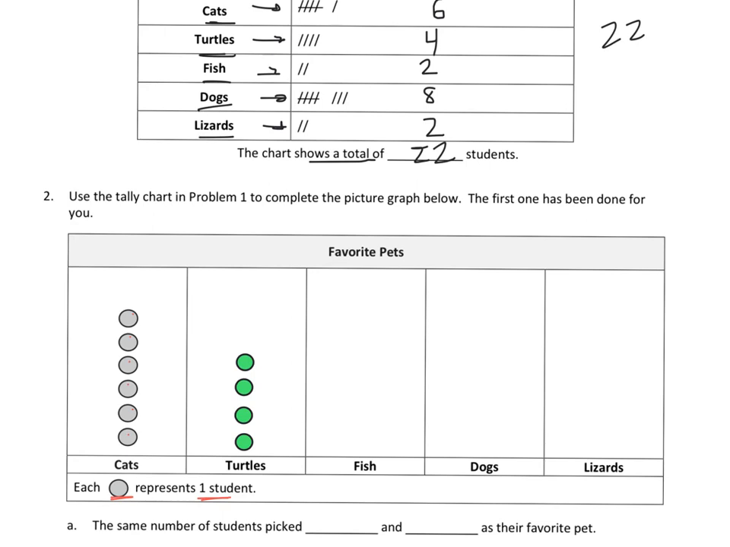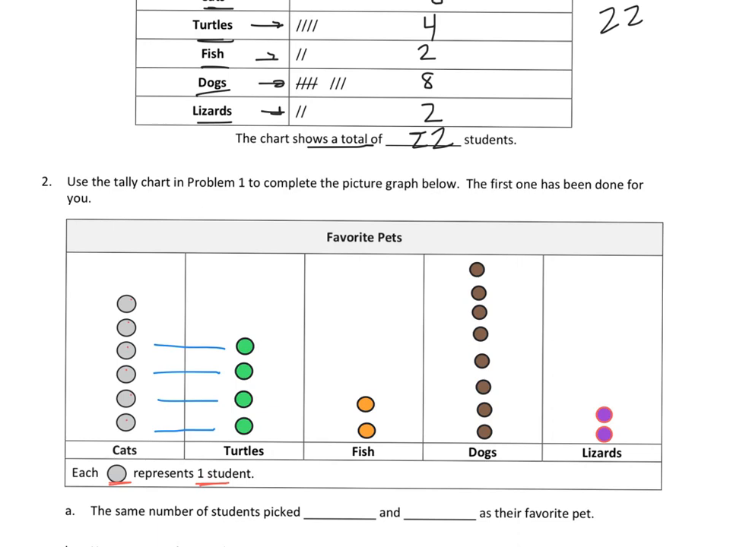I'm going to try really hard to get these to line up best I can going across so I can see which one is higher. I don't want to just spread all my circles out inside of the graph. I want to make them in a straight line like that so I can match up and kind of see which one has more and which one has less. So I'm going to fill those circles in right now. So I see that now I have my chart filled in with turtles with 4, fish with 2, dogs with 8, and lizards with 2.